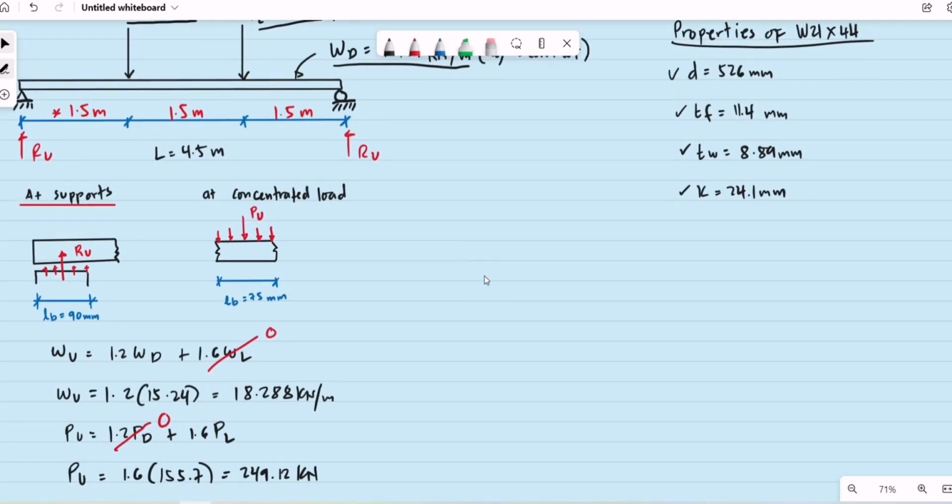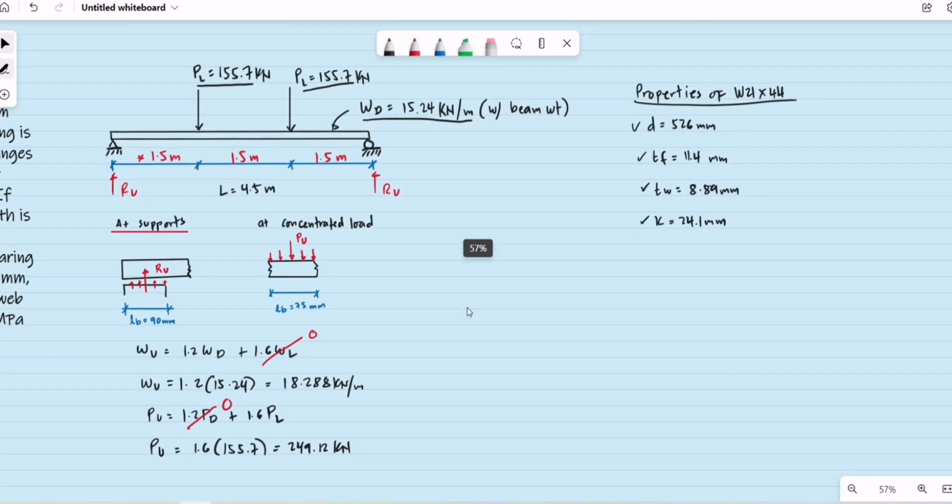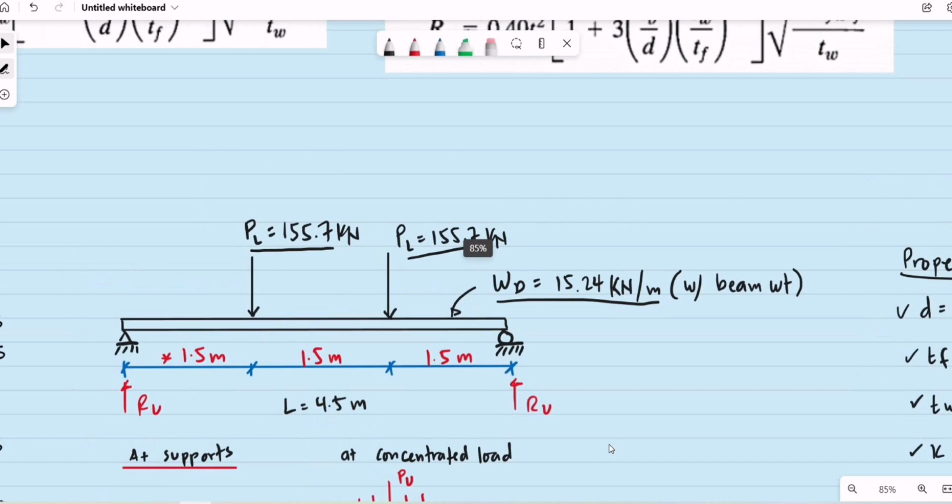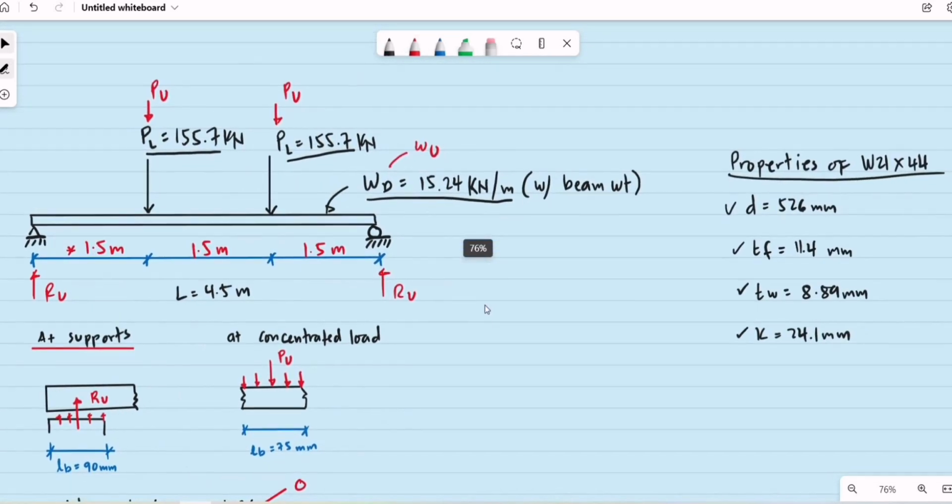So again, we are now to focus on the computation of the ultimate value of the support reaction. So basically by mechanics, instead of the W sub D or the uniform dead load, we are to replace this one by the ultimate uniform load. Then instead of the live loads, we have two concentrated live loads, so we replace them with the value of P sub U.